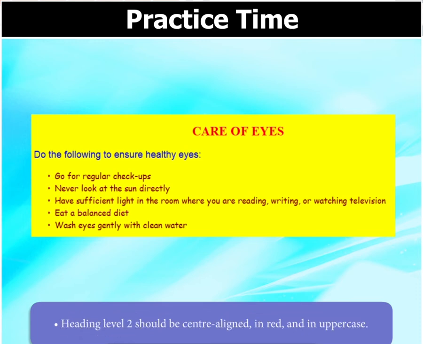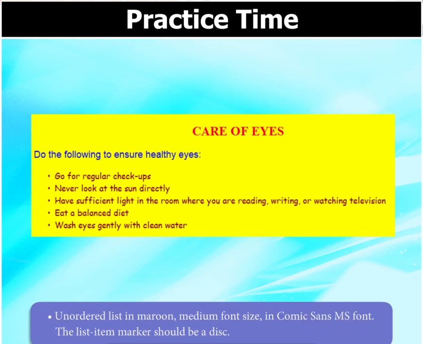Heading level 2 should be center aligned, in red, and in uppercase. Unordered list in maroon. Medium font size, in Comic Sans MS font. The list item marker should be a disk.